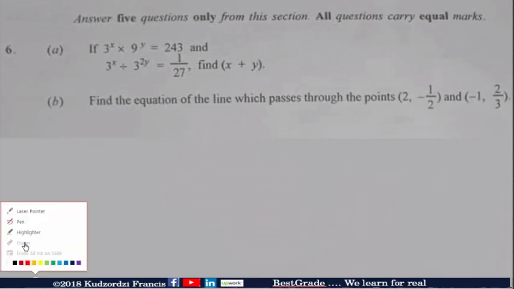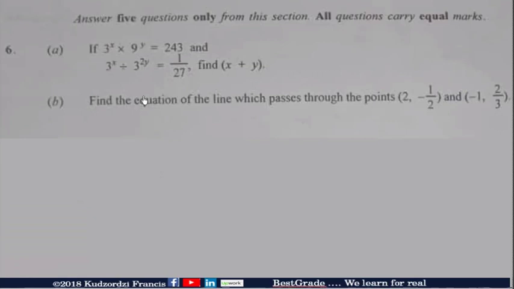Now I want to tackle the 6th question. So if 3 exponent x times 9 exponent y is equal to 243, and 3 exponent x divided by 3 exponent 2y is equal to 1 over 27.